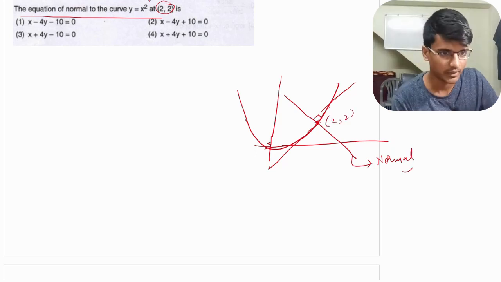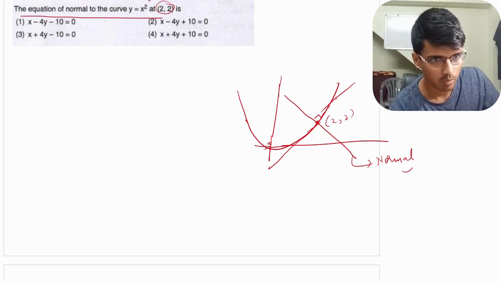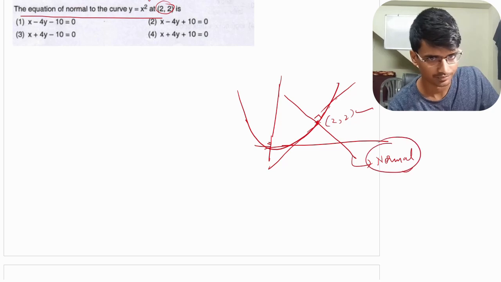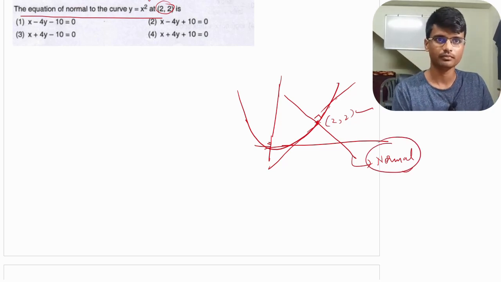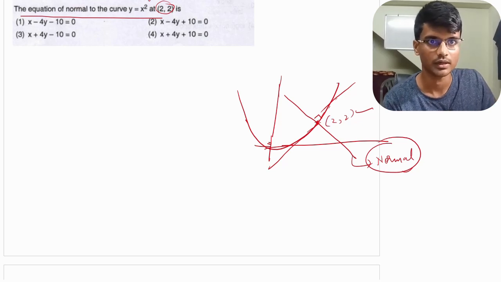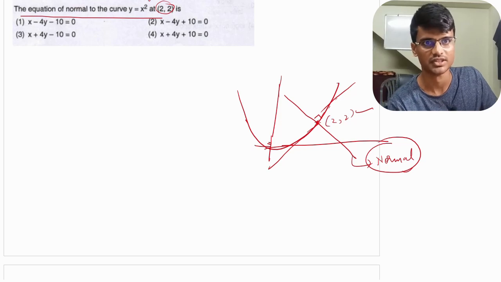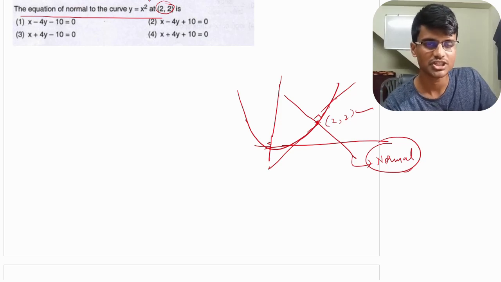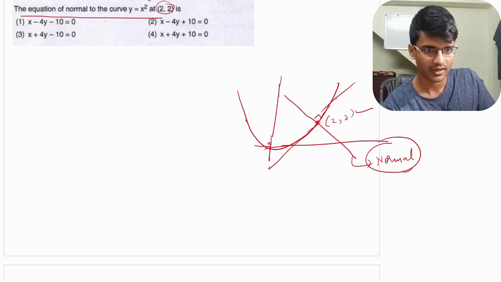So to find the equation of a line, what do we need? We need the slope and a point. We have a point, but we don't know the slope. How do we find the slope? Okay, if you have referred to my first video on introduction to differentiation, I have discussed what exactly we mean by differentiation. The geometric meaning of differentiation is that it gives us the slope.